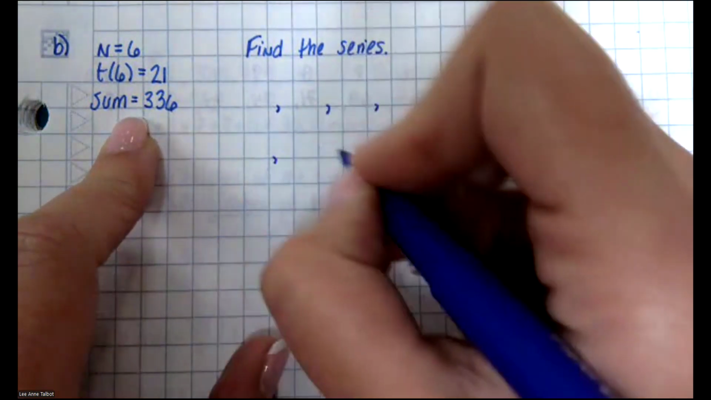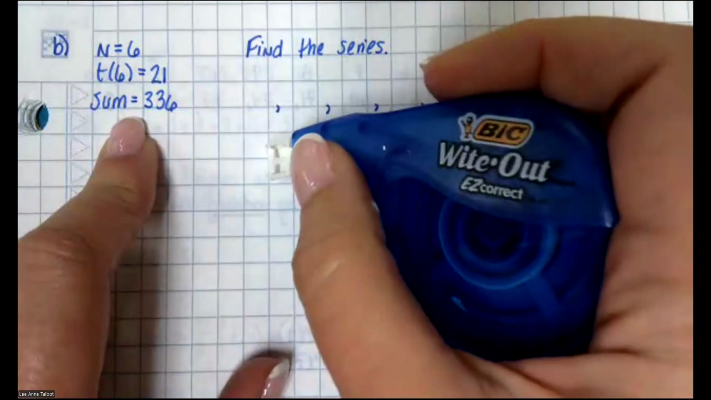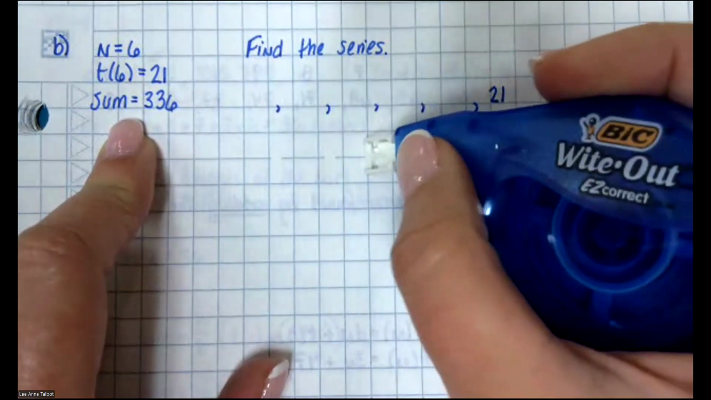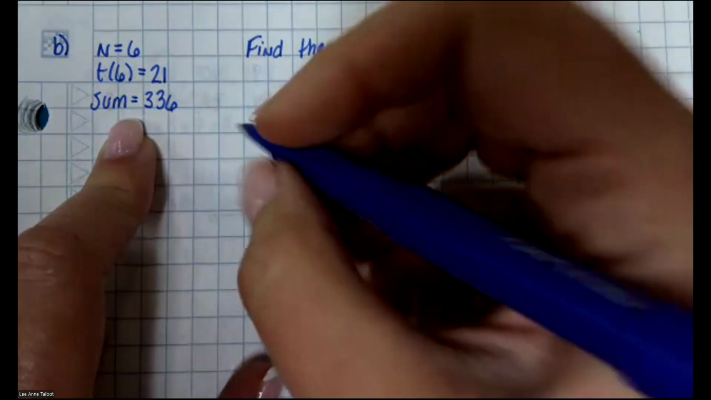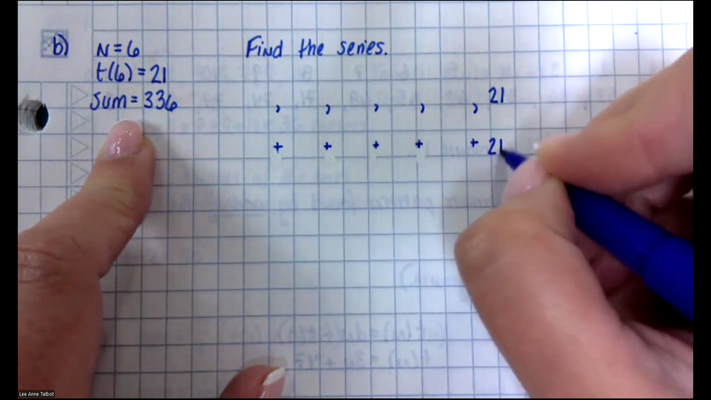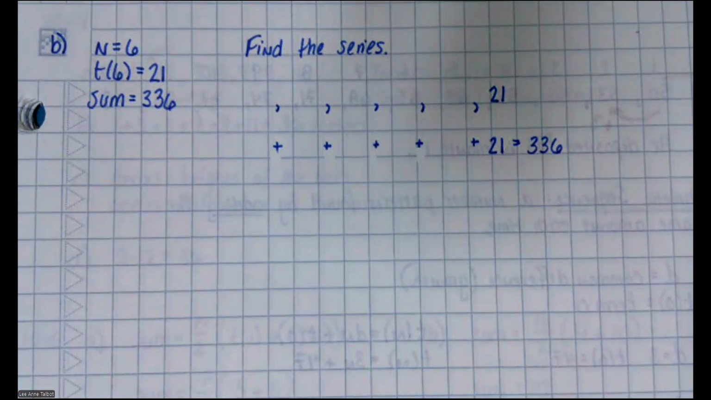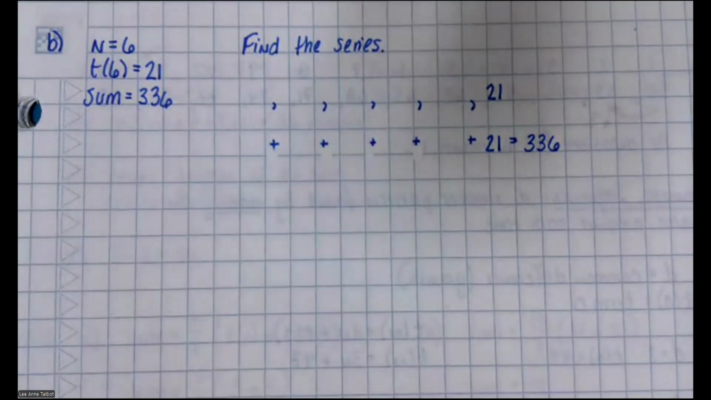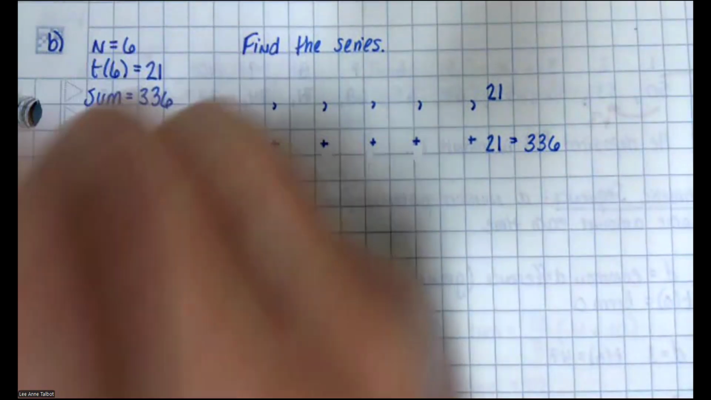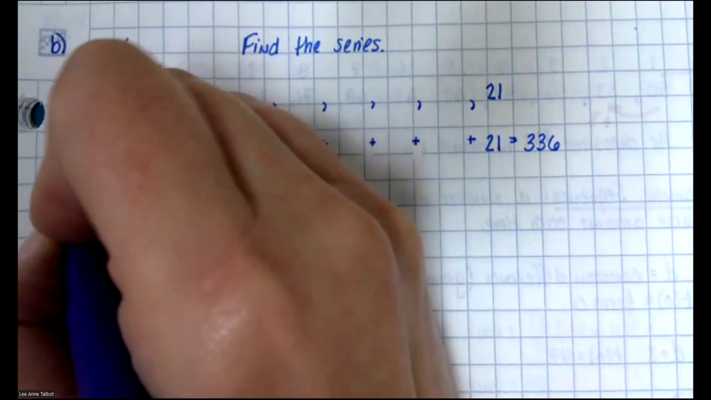Wait. I meant to make those pluses on that one. Hold on. The sum of all of the numbers added up is 336. Okay, there's 2 things I have to be able to use. I have the equation and I have the sum formula. Let's see what we can do with the sum formula.